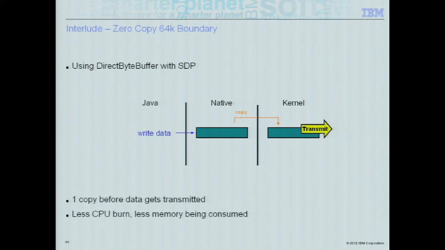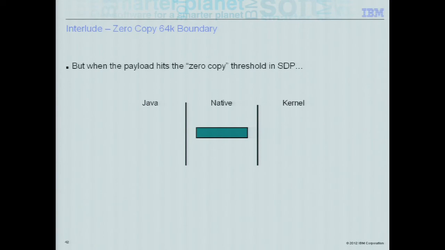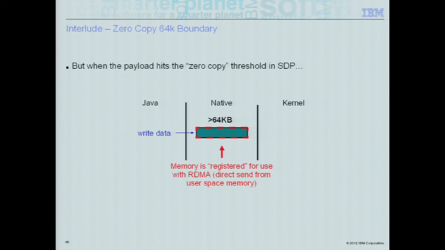So that's great, Ryan. But that doesn't explain why there was this huge drop-off on SDP. Well, here's the difference. There's this thing called zero copy threshold in SDP. If your payload is greater than 64K, when you use SDP, you write data, say 128K, and then that memory is registered with Infiniband for RDMA purposes. So what it says is, I'm not going to copy this to the kernel and transmit. I'm actually going to register this memory in place and use RDMA to transmit that directly.